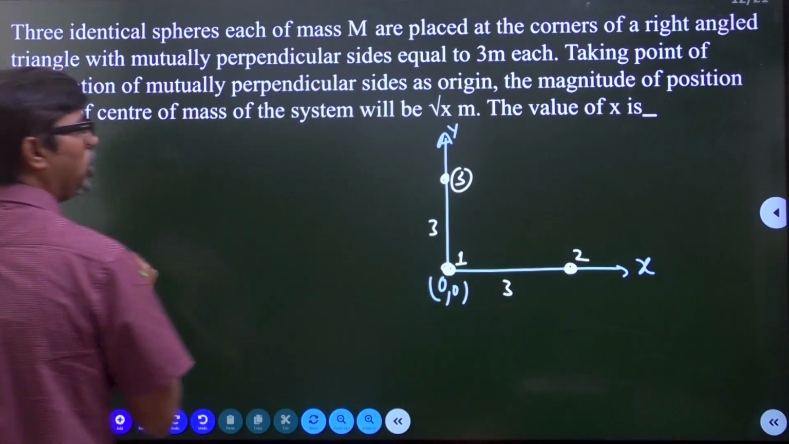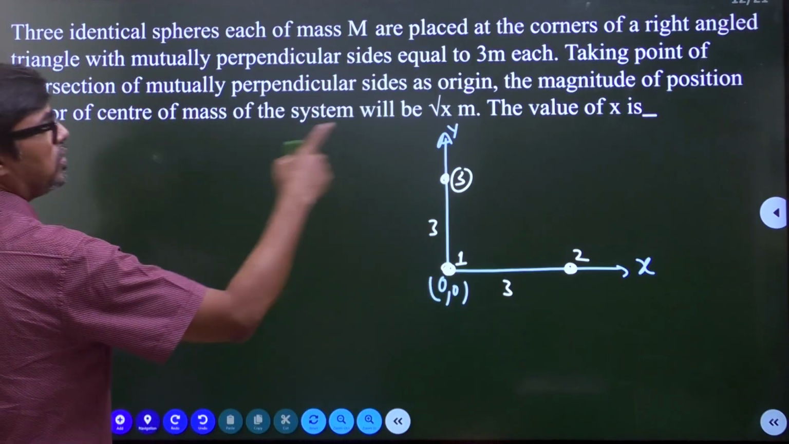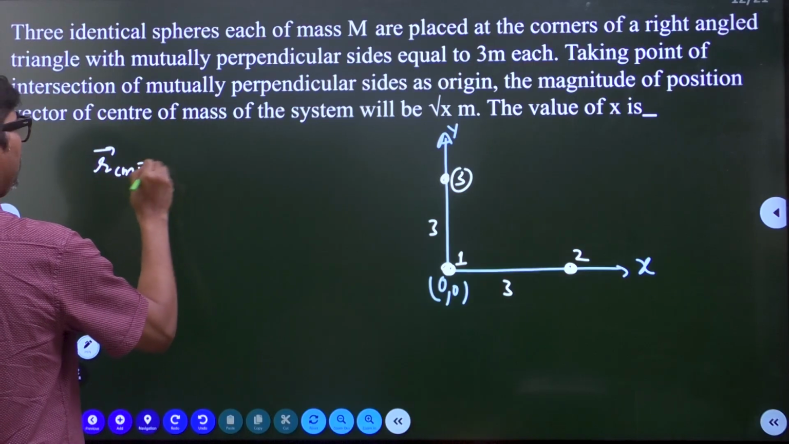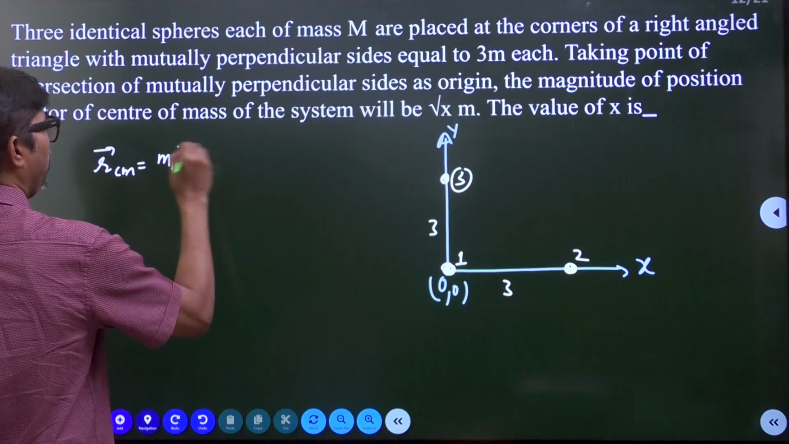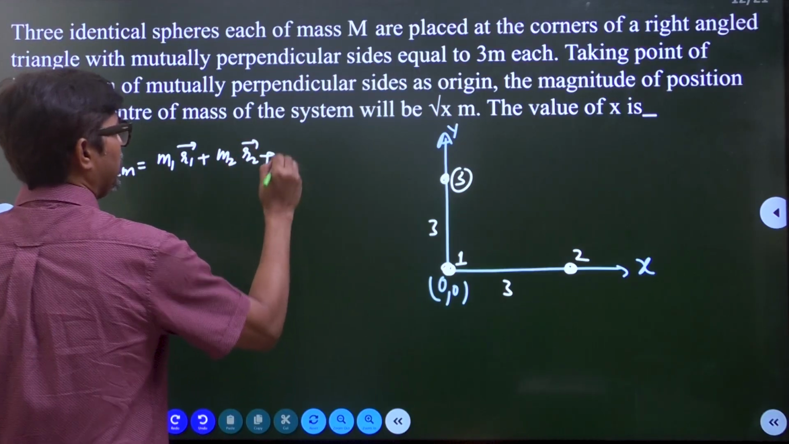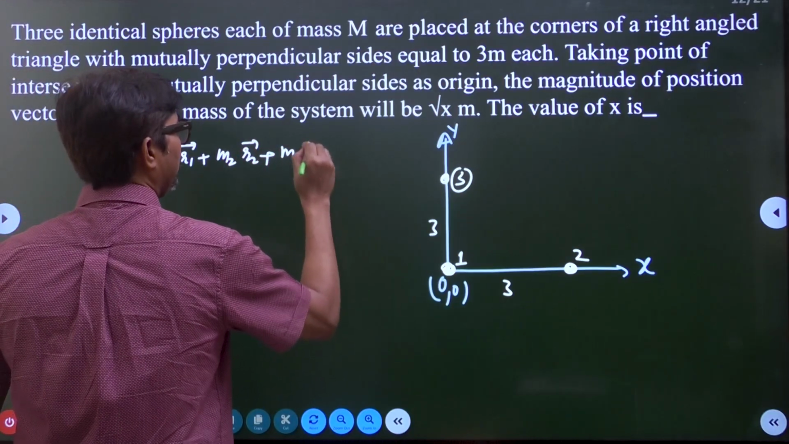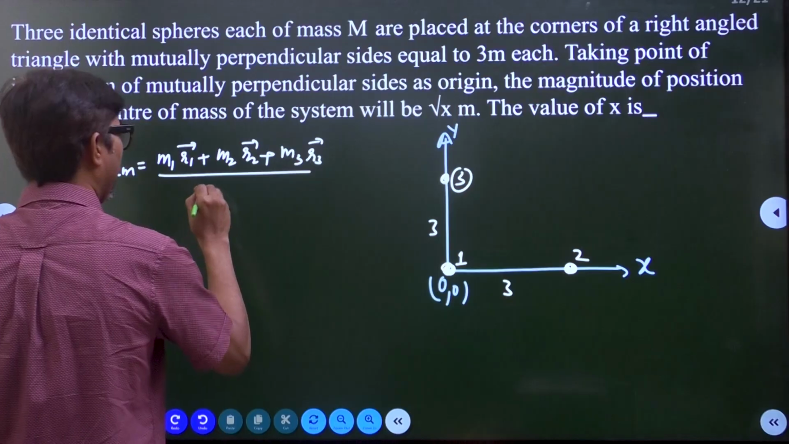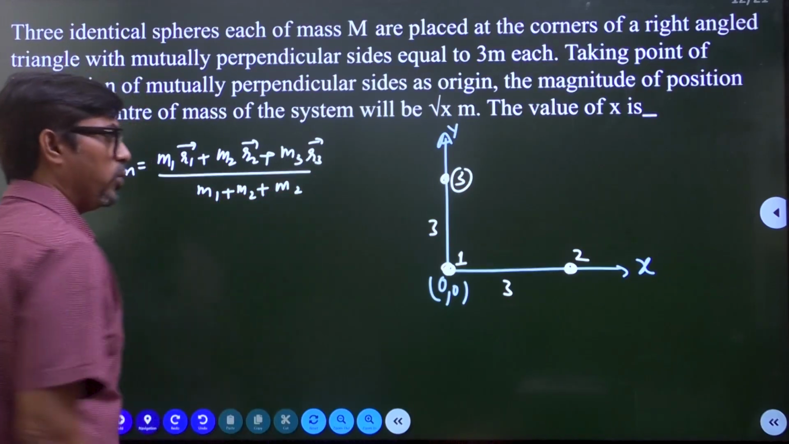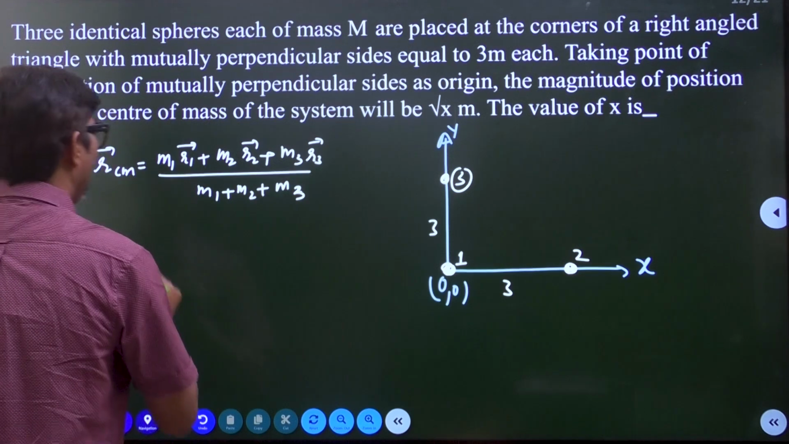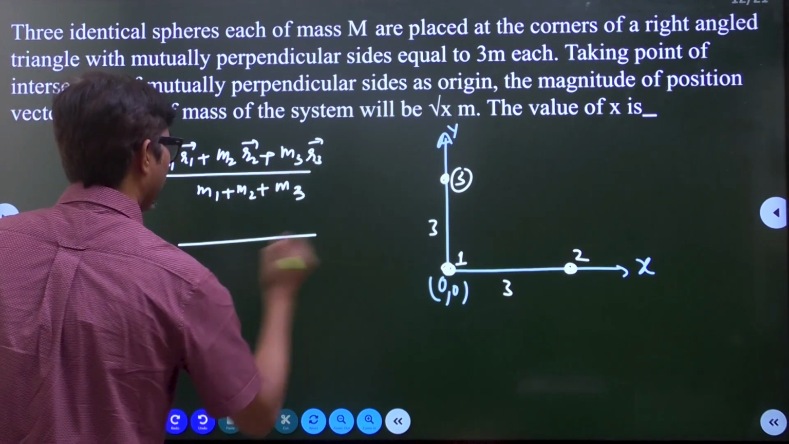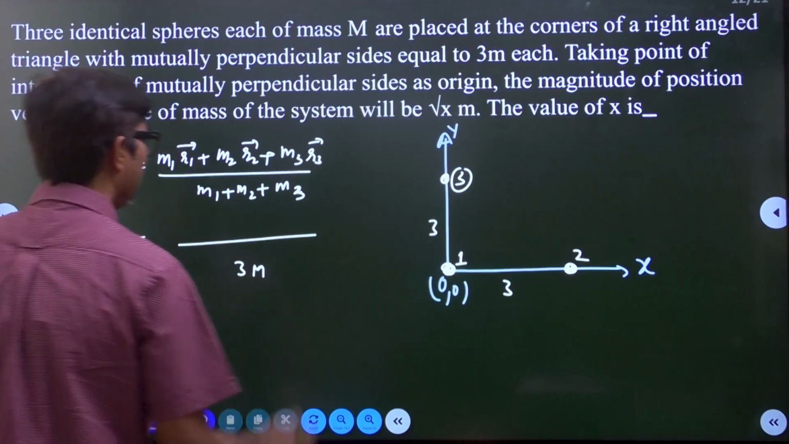So now if I want to calculate the position vector of the center of mass, RCM, that will be equal to M1 into R1 bar plus M2 into R2 bar plus M3 into R3 bar whole divided by M1 plus M2 plus M3. This is a general formula. Now the masses are equal. Each one is capital M. So denominator becomes 3M.